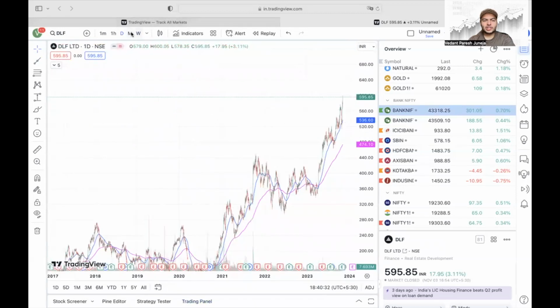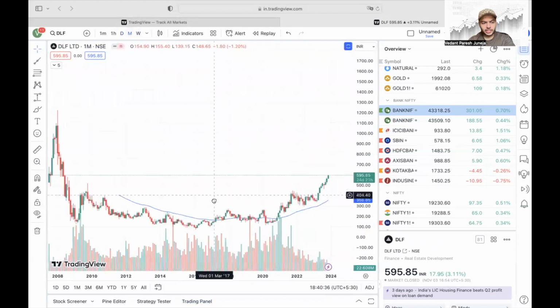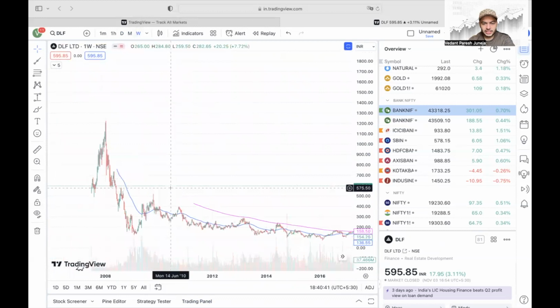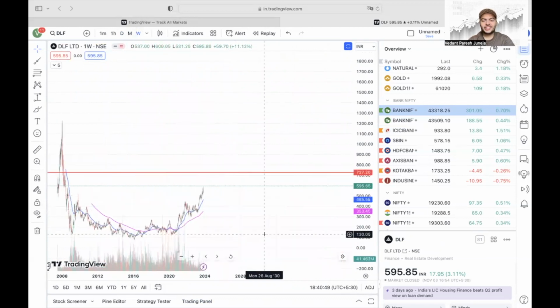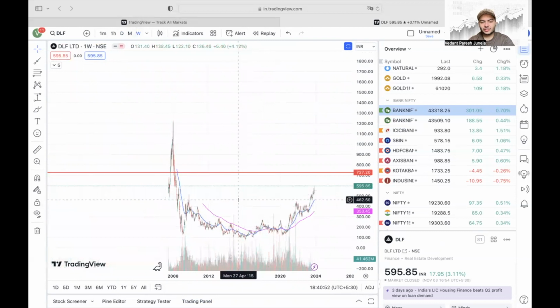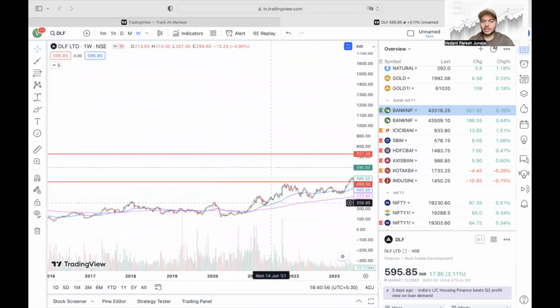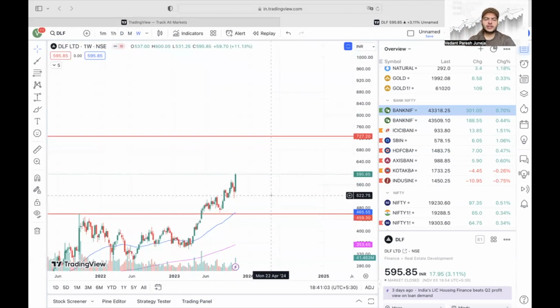It has just broken above its key support area, and the next target in DLF, which I am betting on, is pretty big, about this 727. So I'm pretty much long on DLF. It has also given us a cup and handle breakout, if anyone knows what a cup and handle breakout is. I'm long in equity in DLF, plus I'll be long with my futures and options vertical spreads in DLF.